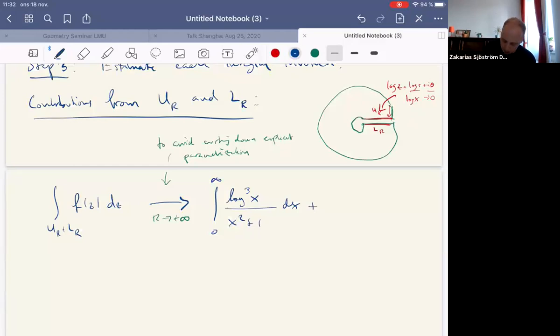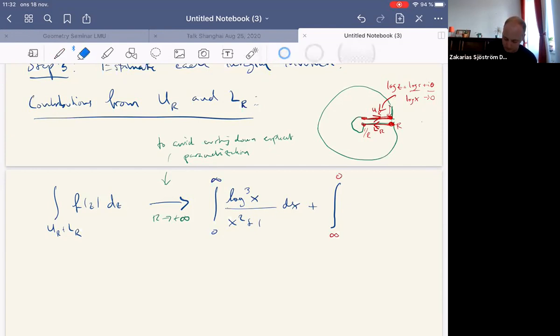So this will be plus, now that we look at the lower line, so first of all, it goes in the opposite direction of this. So UR went in this direction, whereas LR went in this direction. UR went from 0 to infinity, but LR will go from this point, which is R, to something like 1 over R. So in the limit, this will go from infinity to 0.